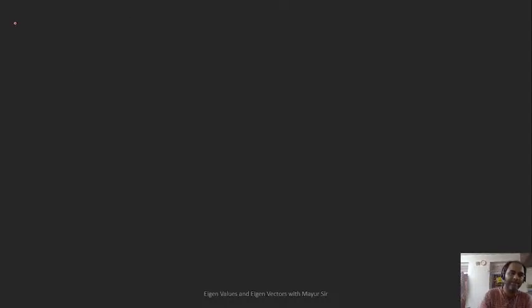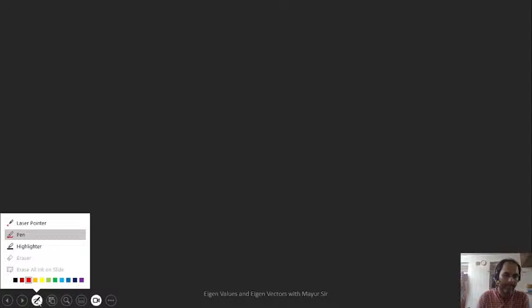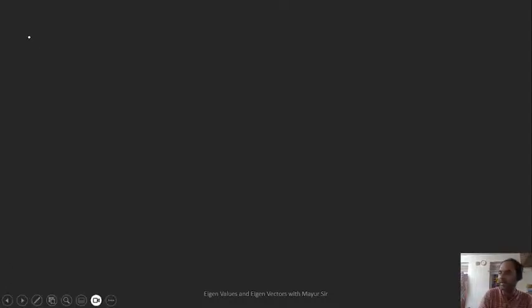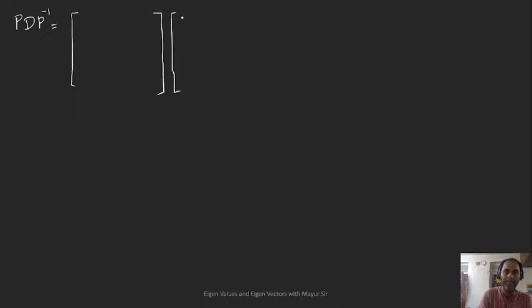So our answer, when we write PDP inverse, we get the answer here. PDP inverse will be the matrix here. Here it will be 3, 9 and 6 for the eigenvalues, and here you got that matrix.